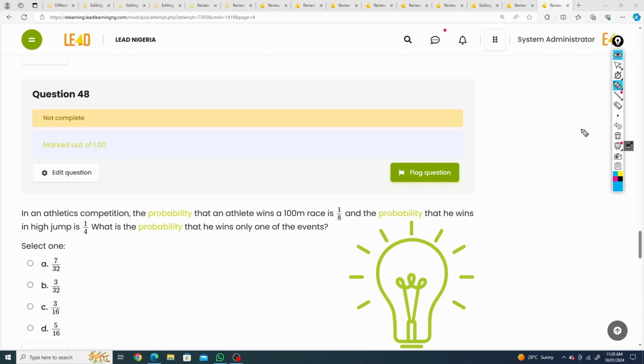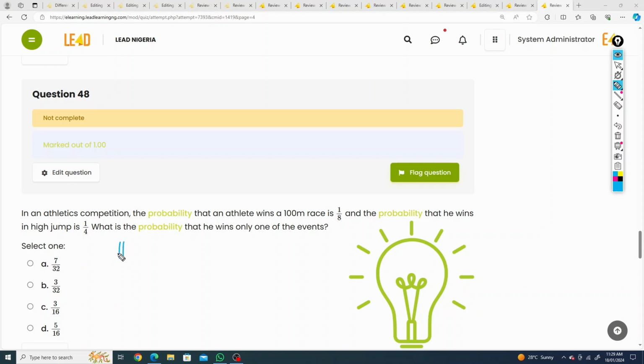Okay, so in an athletics competition, the probability that an athlete wins a 100-meter race is 1/8, and the probability that he wins a high jump is 1/4, a quarter. What's the probability he wins only one of the events? There are two ways that he can win only one of the events. He has to win the first one and lose the second one, or lose the first one and win the second one. So that'll be he wins the high jump.